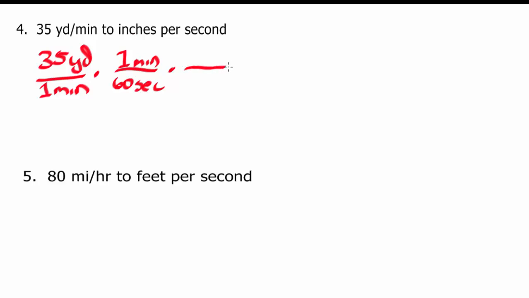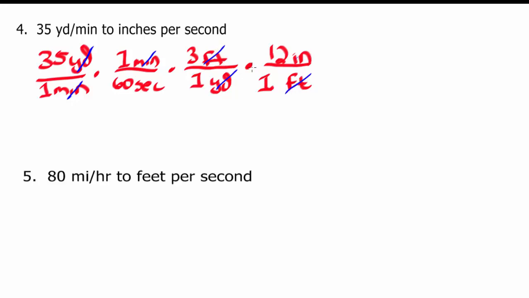And we need to go from yards to inches. Well, in 1 yard, there's 3 feet. Okay, this one we got to do one more. Then how many inches are in a foot? 12 inches in 1 foot. Okay, and then that's where we need to be. So our yards cancel, our minutes cancel, our feet cancel, and we're left with inches per second, which is what we need.